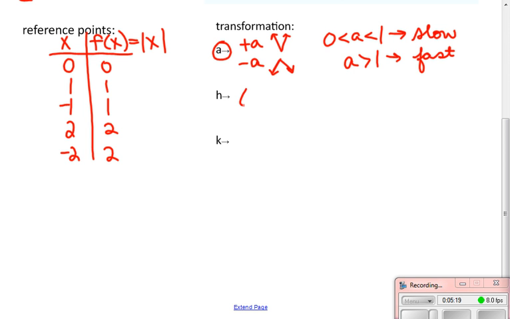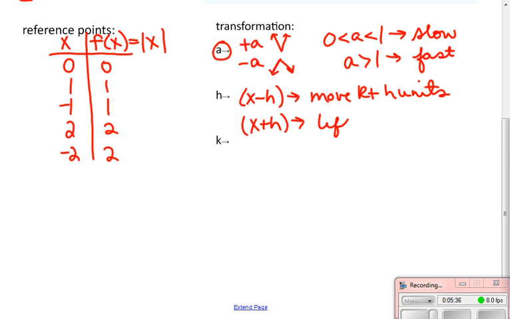H, again, if we have x minus h, if you fix that, we are going to move right h units. If we have x plus h, we're going to go left h units. And k does what k always does: a positive k, we're going up k units, and a negative k, we're moving down k units.